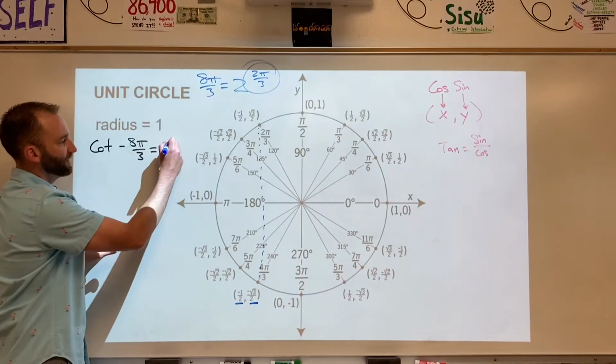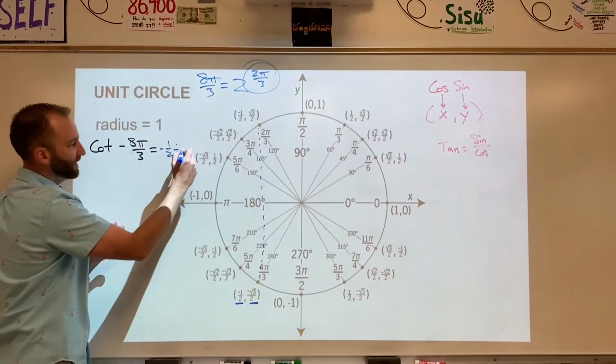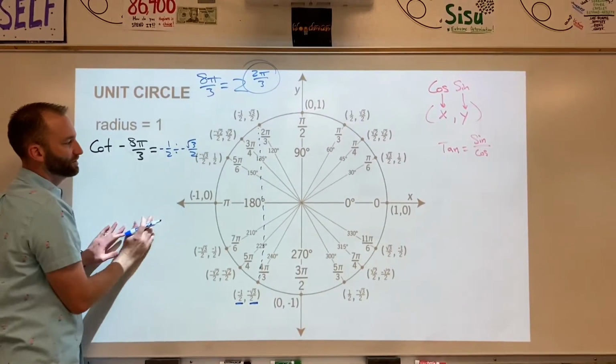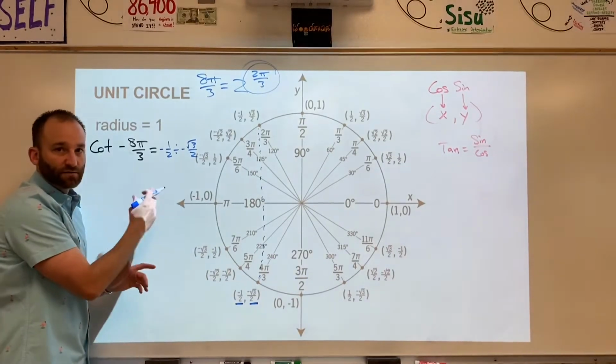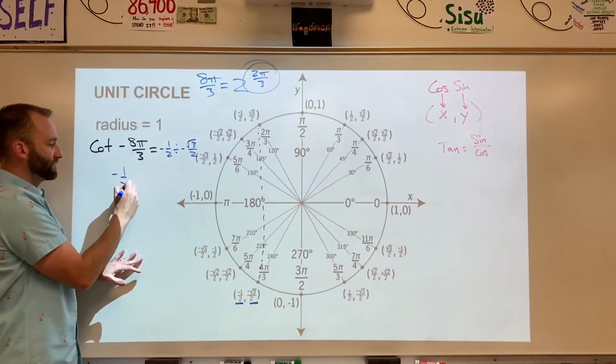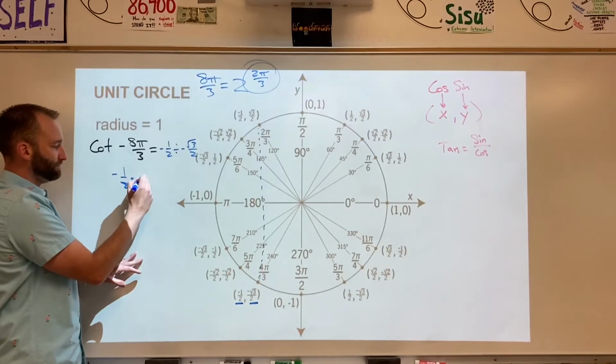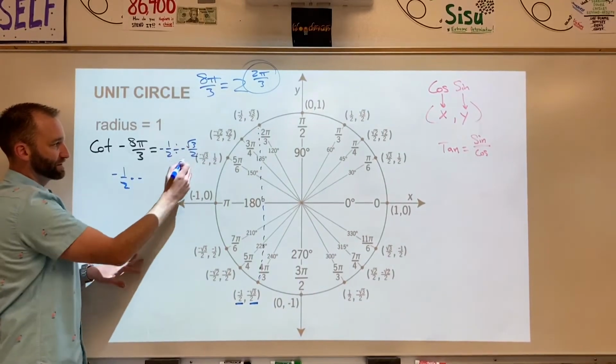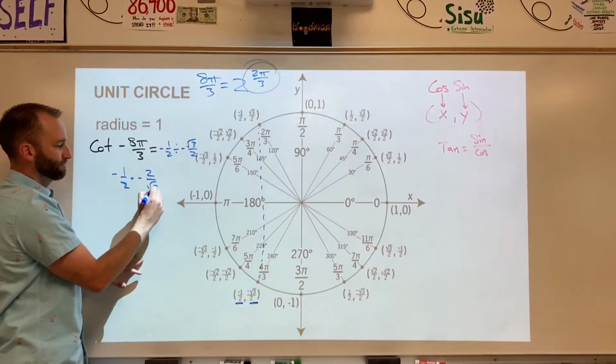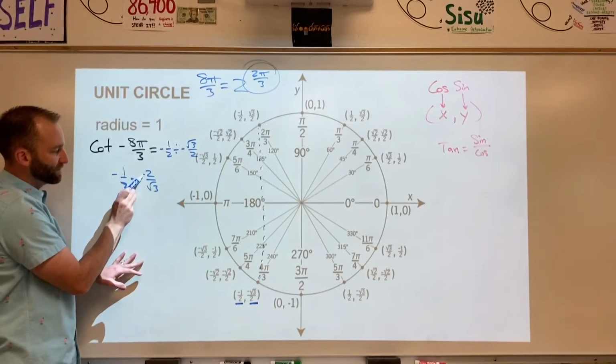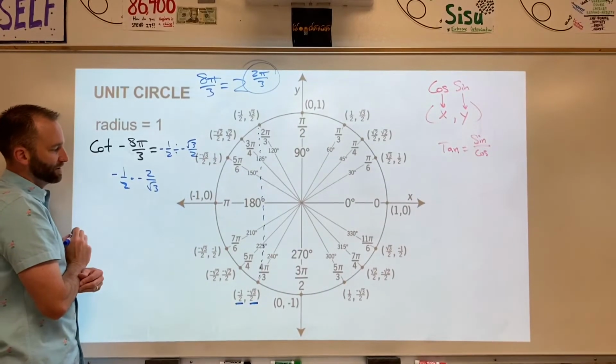So we have here negative 1/2 divided by negative root 3 over 2. And we have a little bit of work to do. This isn't too hard. Let's change it to a multiplication problem. I'm going to take the reciprocal of the second fraction here. So now I have negative 1/2, and I'm going to multiply by negative 2 divided by root 3.